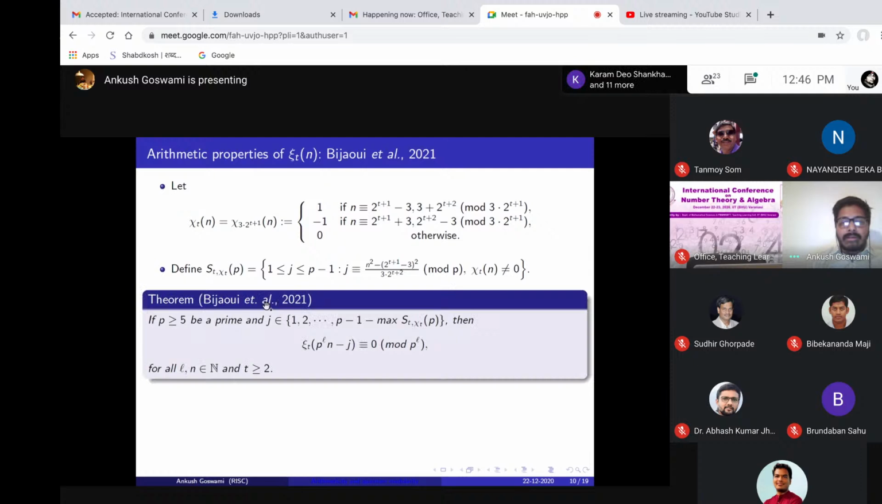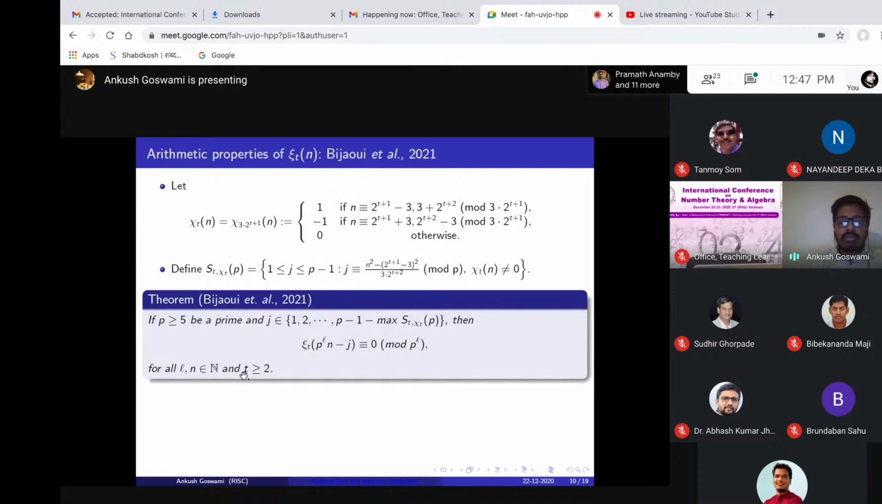Okay, and now the theorem of Bijawi and others states that if p bigger than or equal to 5 is a prime, and j is an integer in this range, in this set, from 1 all the way up to p minus 1 minus max of S sub p comma chi t of p, then you get these congruences for the generalized Fishbone number xi t mod p to the power of n. And this holds true for all natural numbers l and n. And this is true for all integers t bigger than or equal to 2. So as I say, the case t equals 1 corresponds to Fishbone numbers.